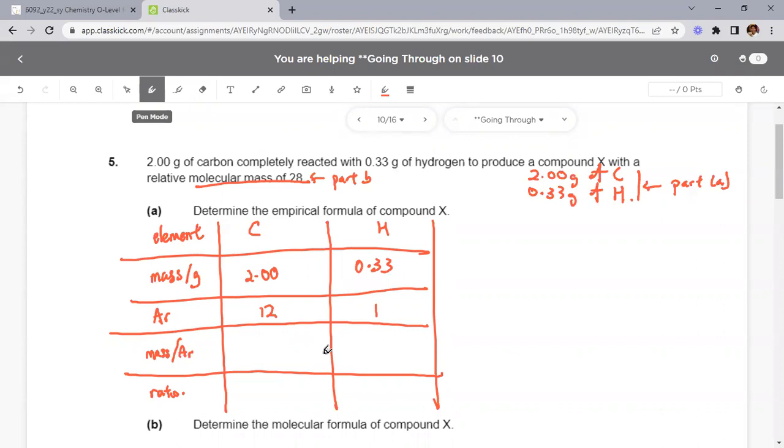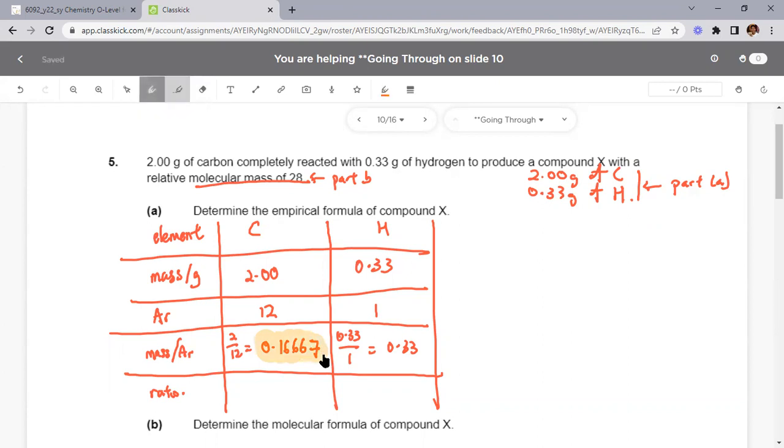So for mass divided by AR, I'm going to take 2 divided by 12. I'm going to get 0.16666. So let's do 5 SF: 1, 2, 3, 4, 5. So 5 SF should be here, so this is the 7. This one here, 0.33 divided by 1, is 0.33. Now, which is the smallest number? The answer will be this one over here.